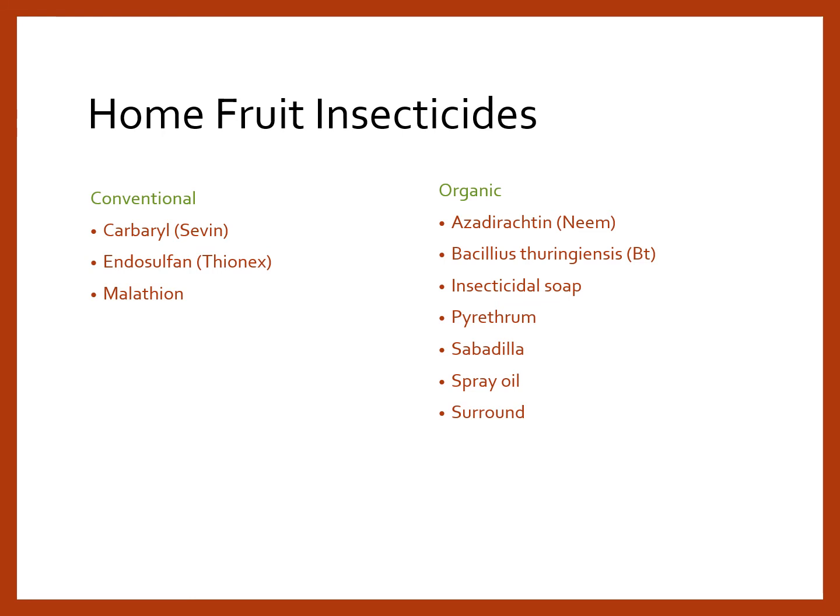But if you want to try it, you can try neem oil, you can try BT for some of the caterpillars. Insecticidal soap is a knockdown for some of these insects. Pyrethrum is a knockdown as well. And if you want to do any of the spray oils, any of that is going to be better than nothing, but it's not going to give you the control that some of these conventional insecticides do.